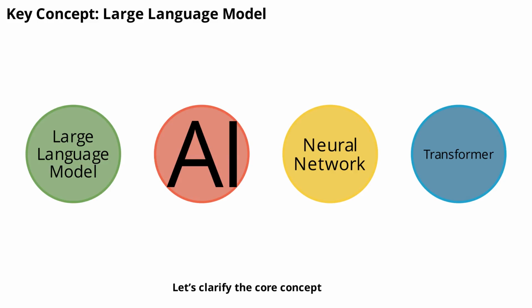Let's clarify the core concept. A large language model, LLM, is an artificial intelligence system trained on vast amounts of text data, using billions of parameters to understand, generate, and manipulate human language. LLMs rely on neural network architectures, especially transformers, to process and produce text that closely resembles human communication. Their scale and versatility make them central to the latest advances in AI.